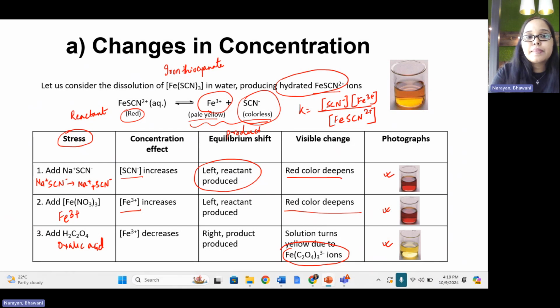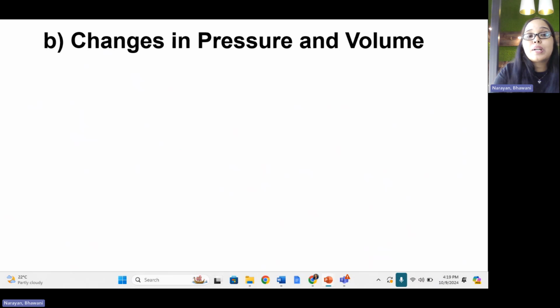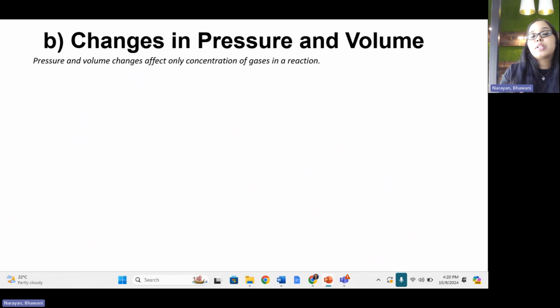Going over to the next slide, let's look at what happens if we change pressure and volume. Pressure and volume again are two very important conditions which control the equilibrium of a reaction. Importantly, you should understand that if you have solids or liquids in a reaction, pressure and volume are not going to affect it. Pressure and volume changes affect only the concentration of gases in a reaction. So if you have solids and liquids, do not bother about this change. There would be no change in the equilibrium, okay? But if you have gases, you need to learn this.